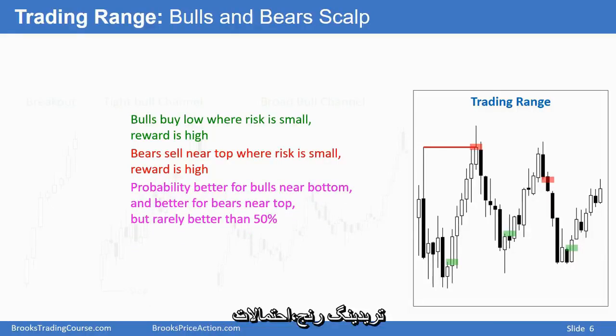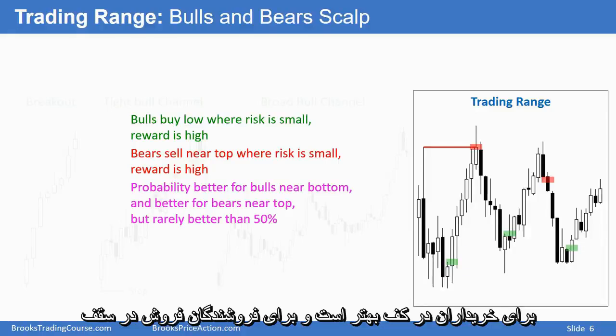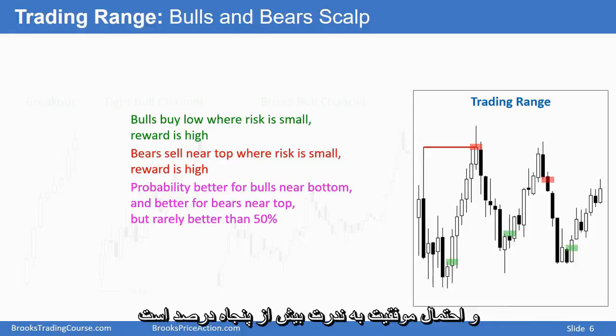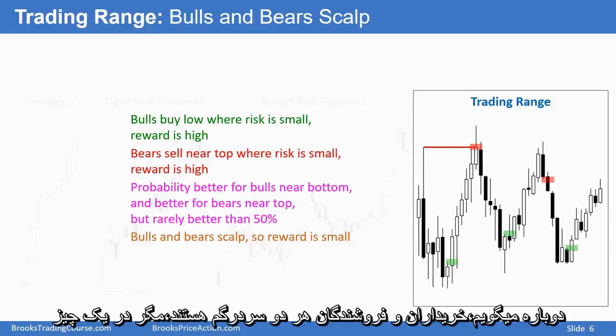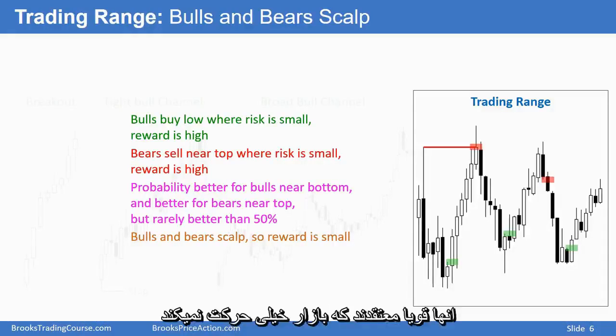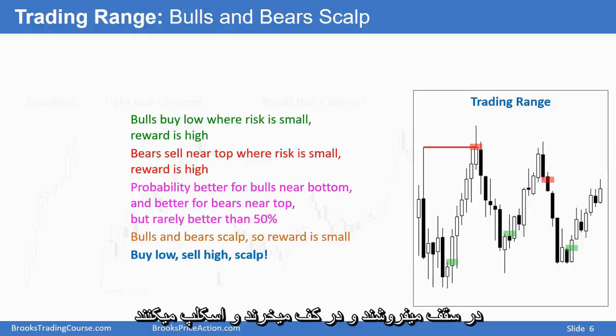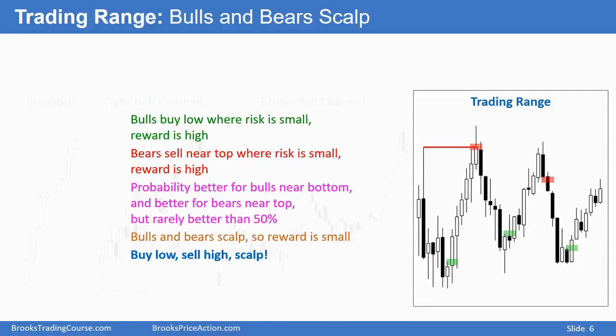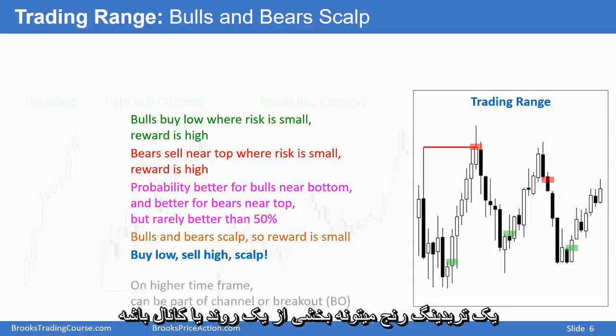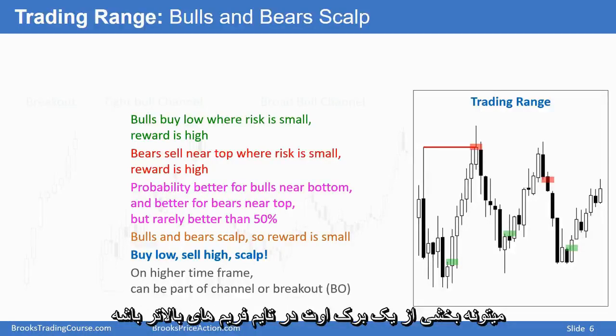In a trading range, probability is better for the bulls near the bottom and better for the bears selling near the top, but the probability is rarely better than 50-50. Again, bulls and bears are both confused except for one thing. They believe strongly that the market is not going to go very far up or very far down, and because of that, they scalp. They buy low, sell high, scalp. On a higher time frame chart, a trading range can be part of a trend, part of a channel. It could be part of a breakout on a high enough time frame chart.